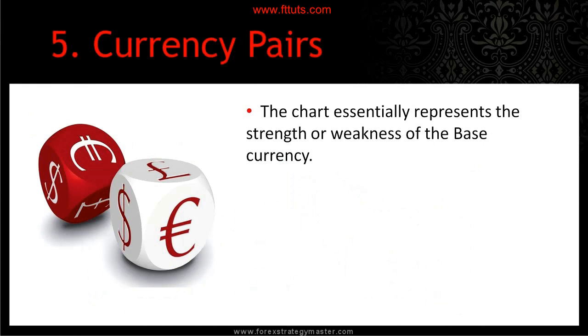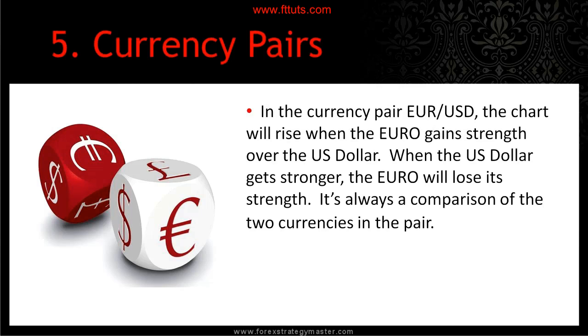The chart essentially represents the strength or weakness of the base currency. This is just an easy way to remember this. In the currency pair, the Euro USD, the chart will rise when the Euro gains strength over the US dollar. When the US dollar gets stronger, the Euro will lose its strength again in comparison. It's always a comparison of the two currencies in the pair.